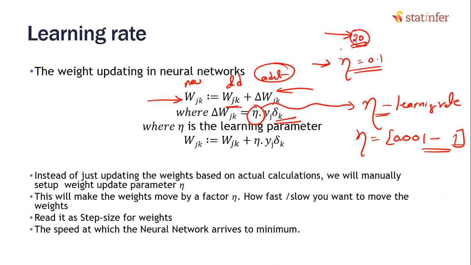Since 20 is the suggested one, we will do eta into 20. So we will do the weight adjustment of 2 only. This learning rate is in our hand. You know what we want to do?